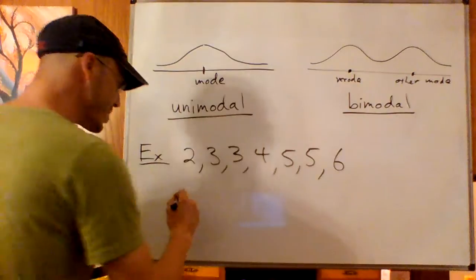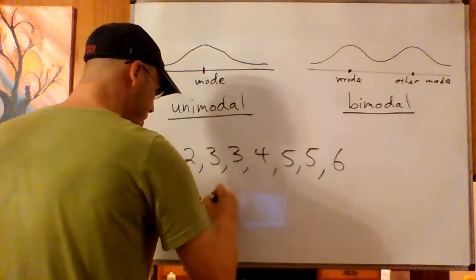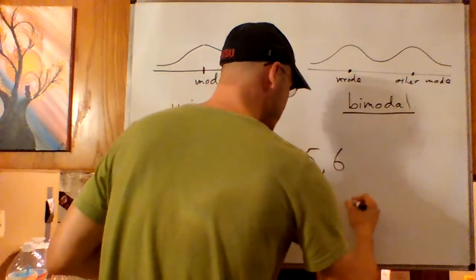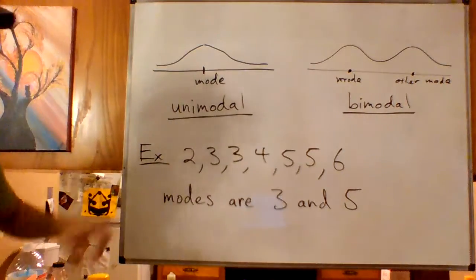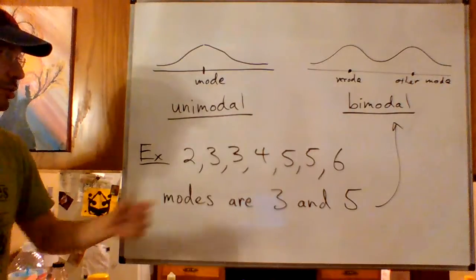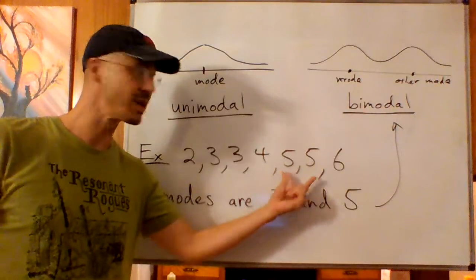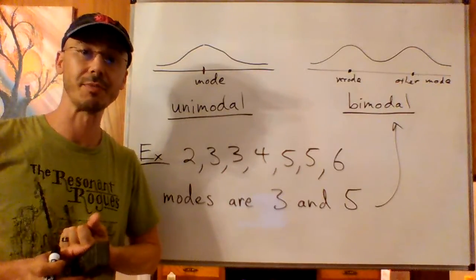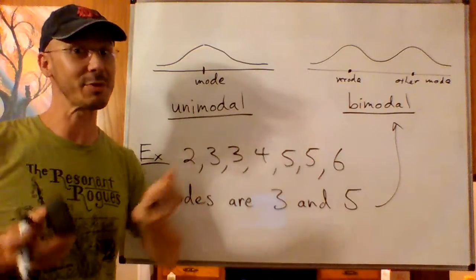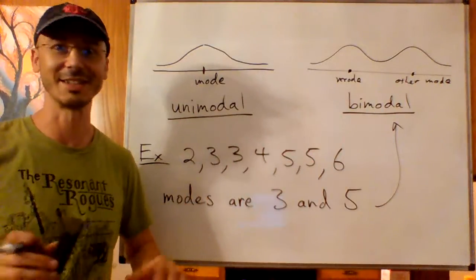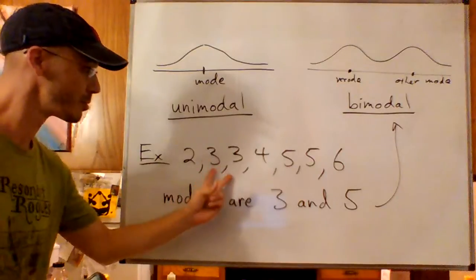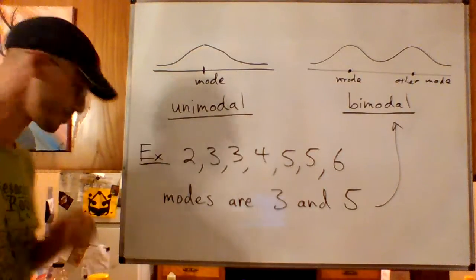What I want to point out about this is the modes are 3 and 5. This is a bimodal data set. There are 2 modes. There are 2 3s and there are 2 5s. They're both the most frequent data value. Now, if there's only one of each data value, they all have the same frequency. Are they all the mode? They are not. But if there's 2, that's enough to make it the mode in this data set. There are 2 of them, 2 modes.